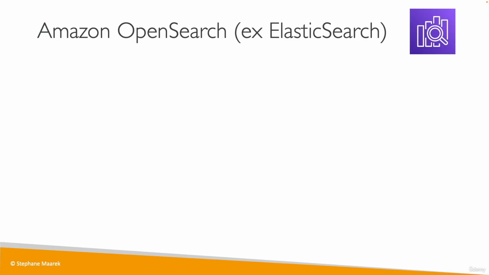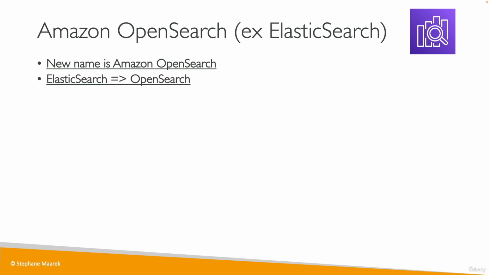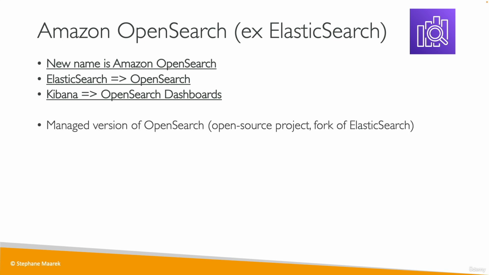Now let's talk about Amazon OpenSearch, which is the new name of Elasticsearch service. So it's very important to understand that Elasticsearch in the exam should now become OpenSearch. And what used to be Kibana is now OpenSearch Dashboards. So it's a managed version of OpenSearch, the Amazon OpenSearch service, which is an open source project, and it's a fork of Elasticsearch. Elasticsearch has changed its type of license, and AWS had to do their own open source project to allow the project to be hosted on Amazon, hence the new name.